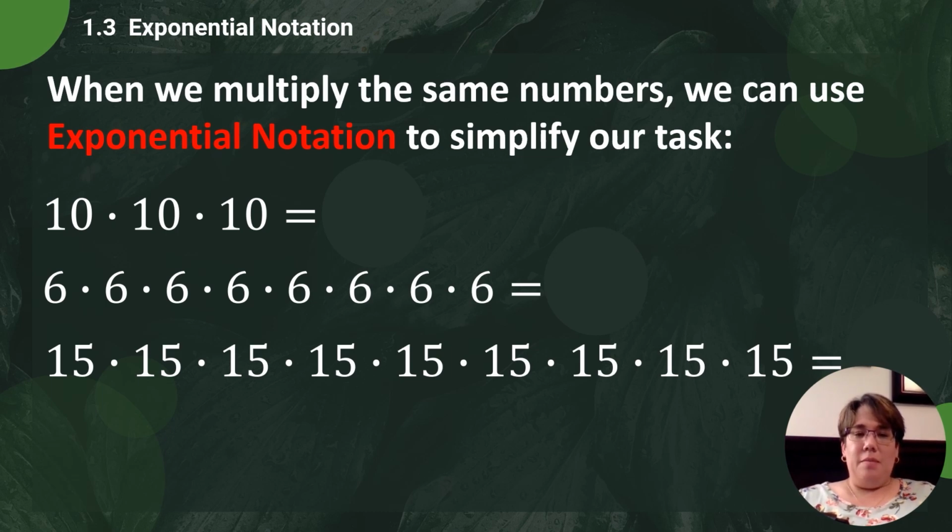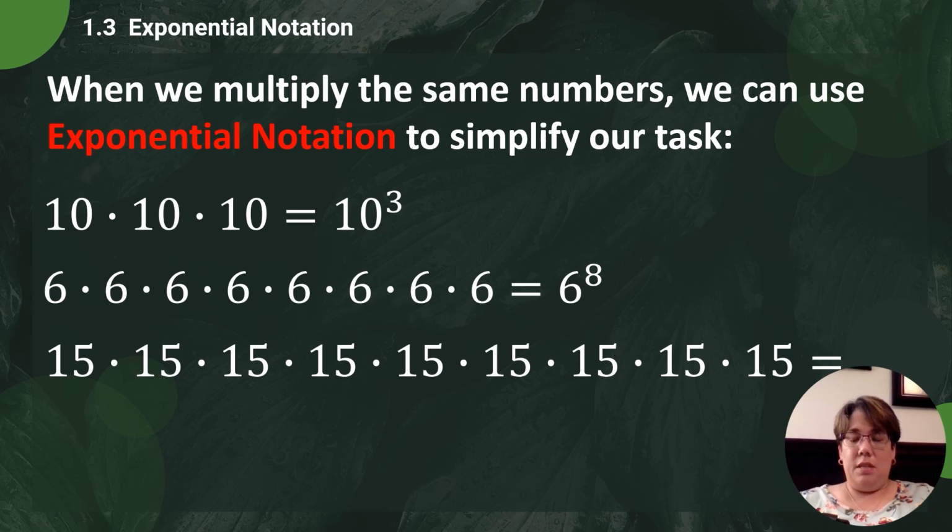You have 10 times 10 times 10, and we can simplify that as 10 to the third power. Sometimes you'll hear this referred to as 10 cubed. If you multiply 6 times itself 8 times, that can be reduced down to 6 to the 8th power. Similarly, if you multiply 15 times itself, I believe that's 9 times, then that can be reduced to 15 to the 9th power. Exponential notation shortens things down, rather than having to write all of these out so many times, and makes it a lot easier to write.